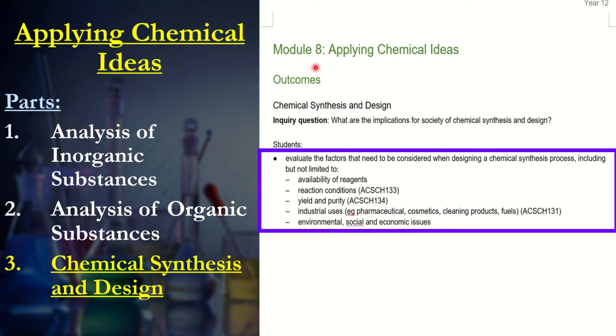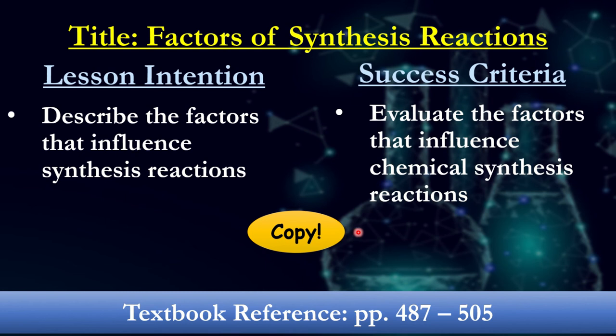Today we're looking at Module 8, Applying Chemical Ideas. Inquiry Question 3, Chemical Synthesis and Design. I'm going to be going through this dot point here. We will try and split it into a couple of lessons, but we're going to talk about the main points when it comes to designing a chemical synthesis process. So talk about availability of reagents, conditions, yield, purity, and so on. Okay, so we want to talk about factors that influence synthetic reactions.